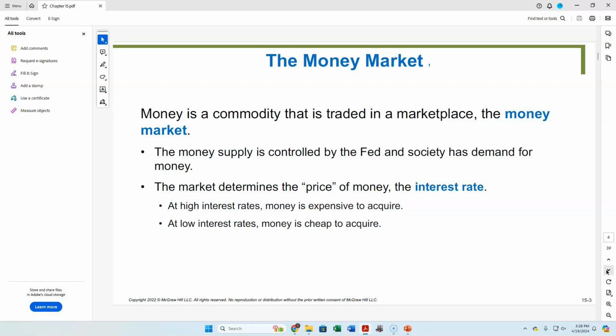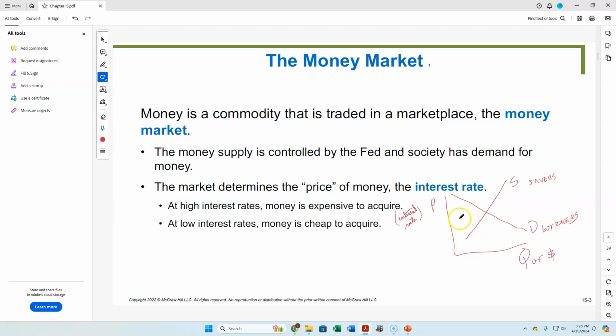So essentially, what we can do here is imagine a market where we have the quantity of money and we have the price, which is essentially the interest rate. And you have those who are borrowing. They're the ones who are demanding the money. And then you've got the supply. These are the savers. And what we get from that is an interest rate that generally exists.